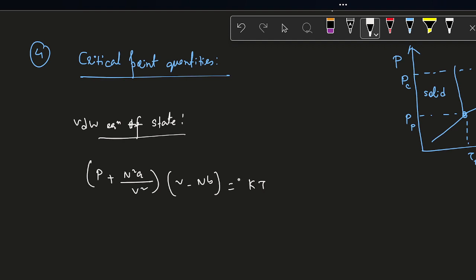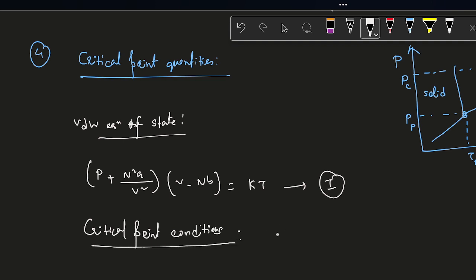Let's call this equation number 1. Now the critical point conditions, which are very crucial for the solution, are boundary conditions: the slope of the P versus V graph, ∂P/∂V, will be 0, and also the second derivative, ∂²P/∂V², will be 0 at the critical point.